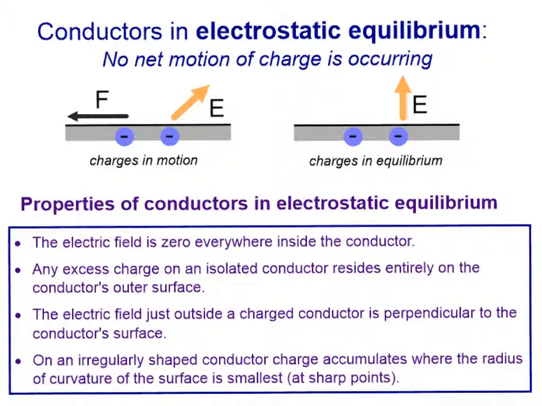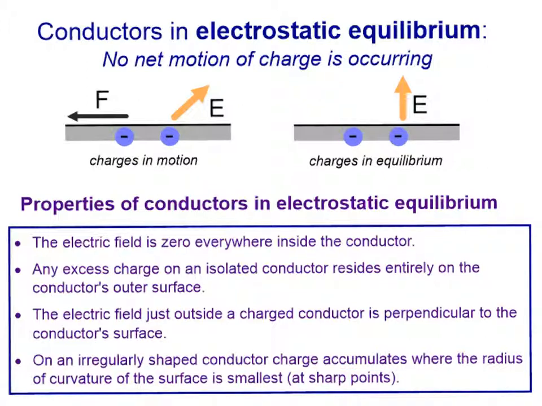So now let's take a look at electrostatic equilibrium in conductors. Conductors are in electrostatic equilibrium, meaning that there is no net motion of charge occurring within them. Remember, conductors are things like metals. These are the properties of conductors in electrostatic equilibrium. We're going to take a look at each one of them. The first is that the electric field inside of a conductor is zero everywhere.